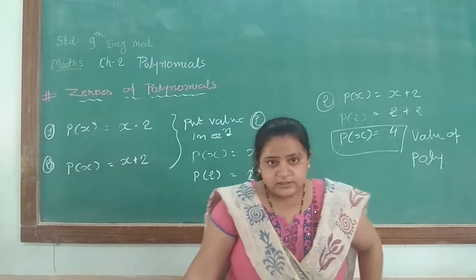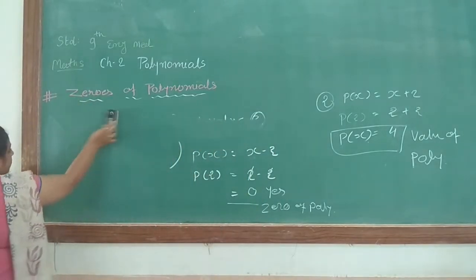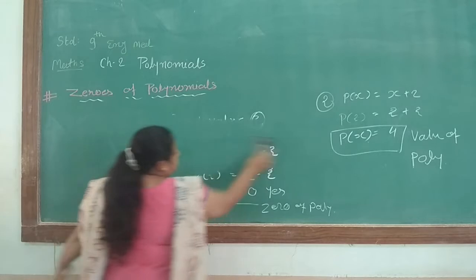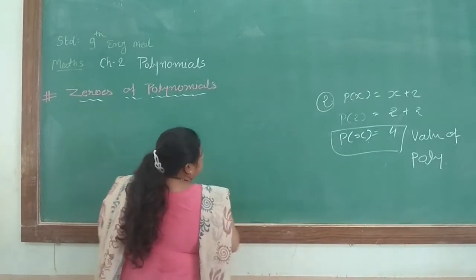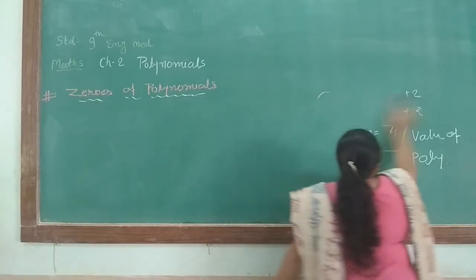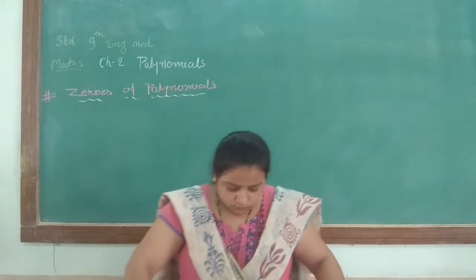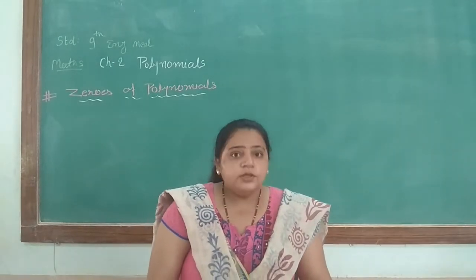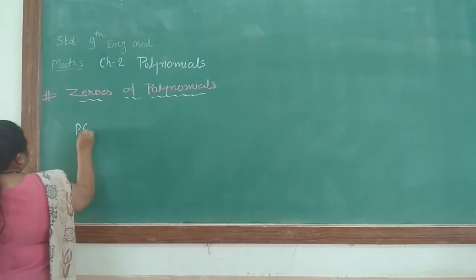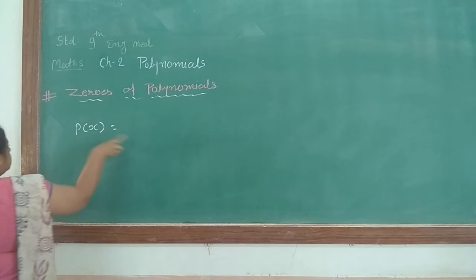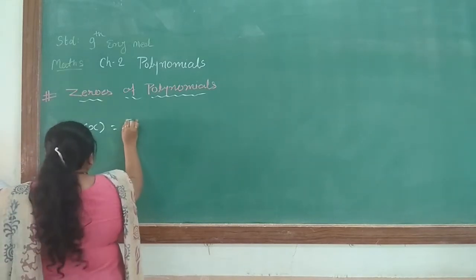Now let us see some more examples from the textbook. This was not from the textbook, but for comparison I brought this example. It is a cubic polynomial. Fine. P of x. Why x? Because here also we have the variable x.